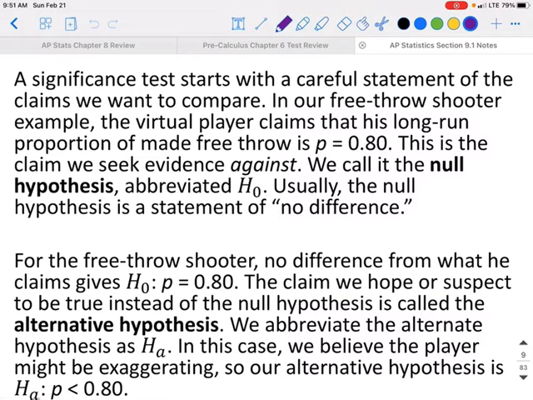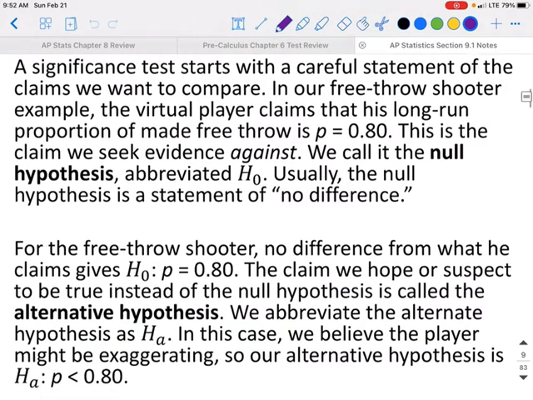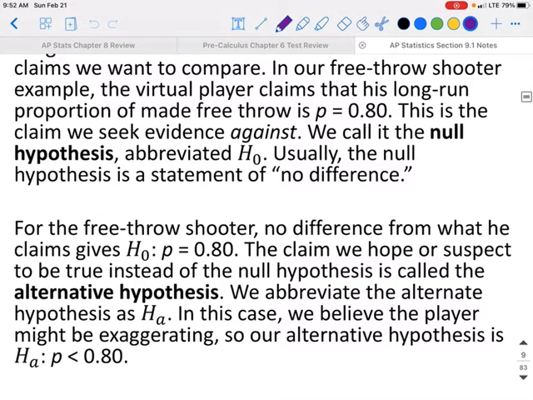Usually, the null hypothesis is a statement of no difference. So you want to say your null hypothesis is always something equals something. You don't want to say less than, greater than, not equal to. Your null hypothesis is always going to be the one that equals something. It's not different. From the free throw shooter, no difference from what he claims would give us a null hypothesis of H sub 0: p equals 0.80 or 80%.